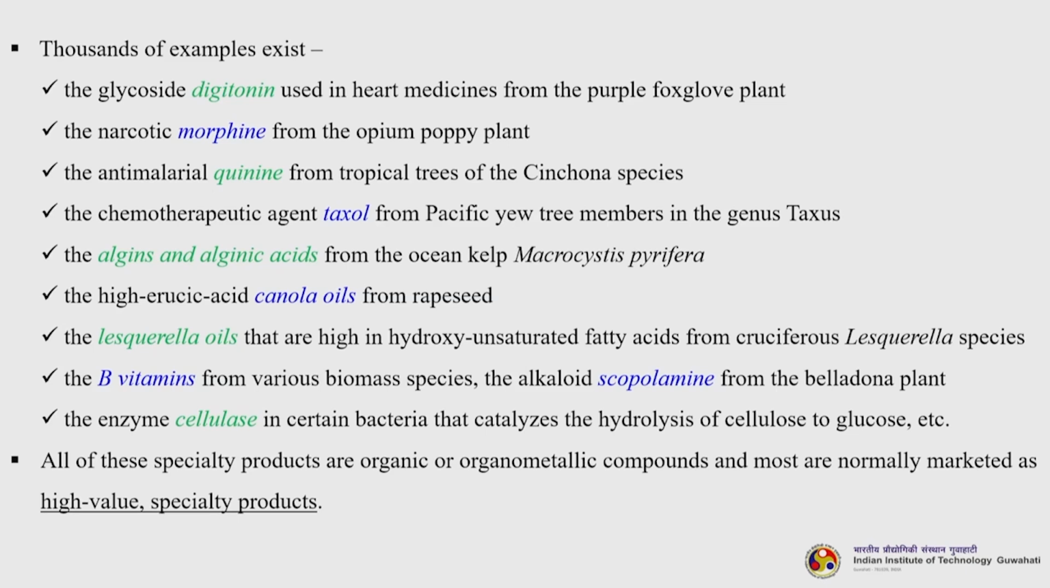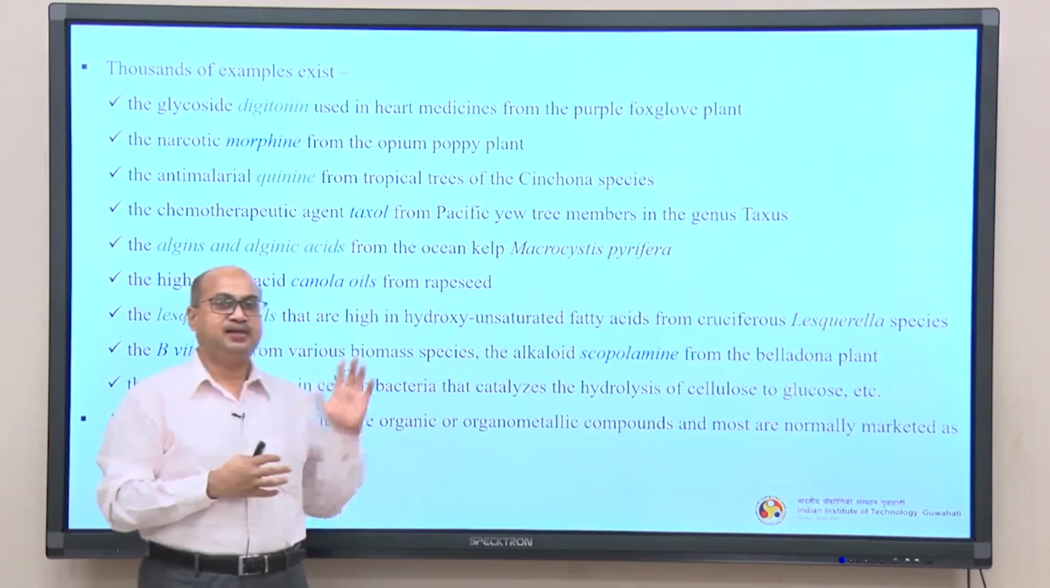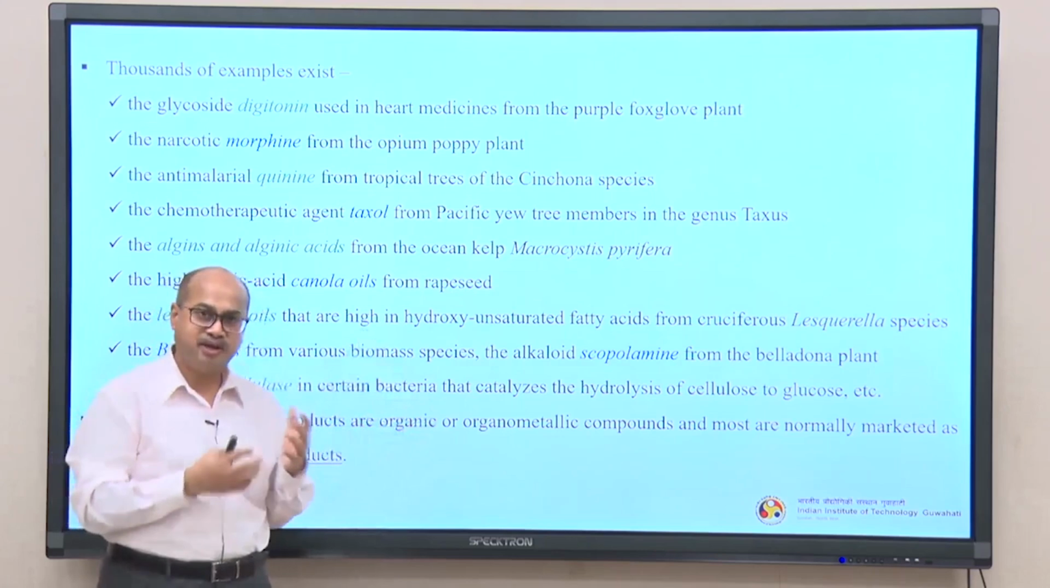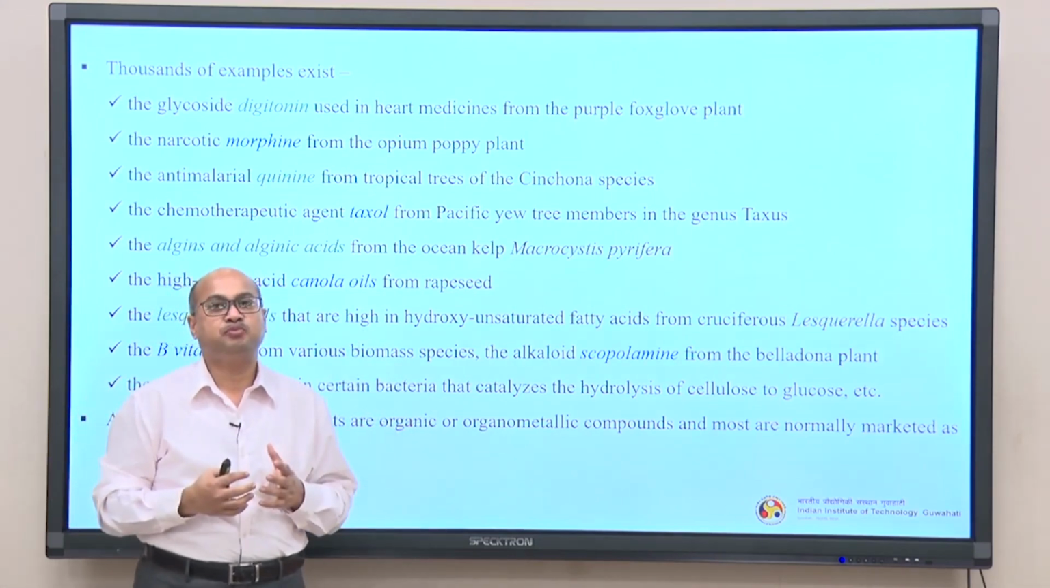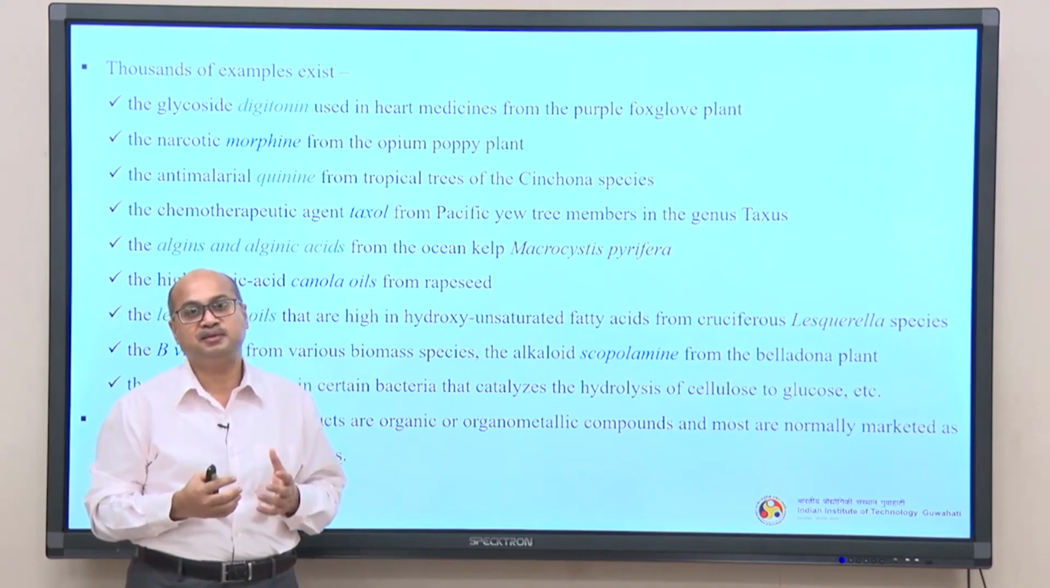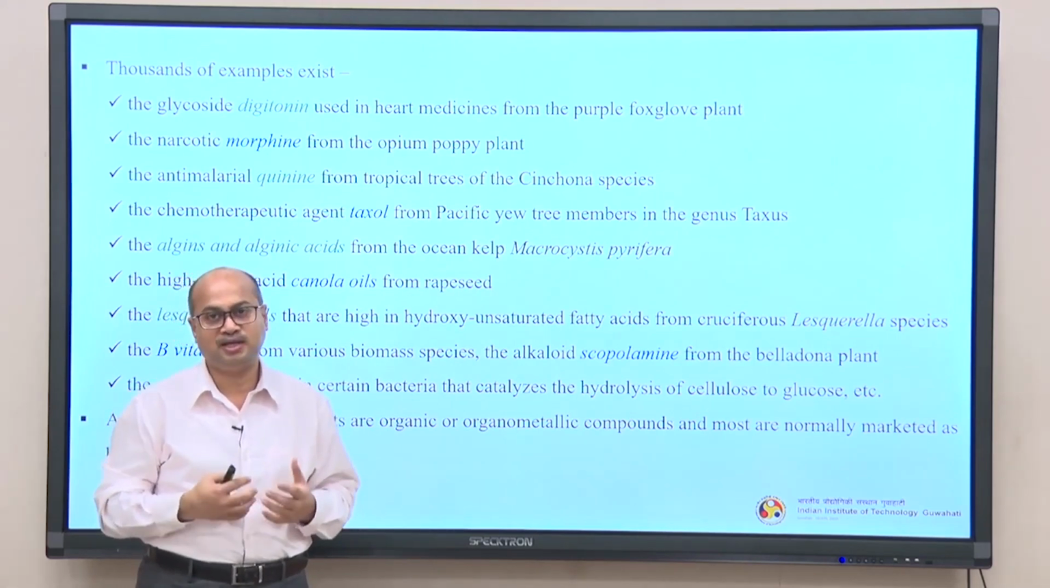Now, all of these specialty products are organic or organometallic compounds and most are normally marketed as high value and specialty products. Having said that, we just try to understand that these are some of the names only, there are many. But again, I have told you many times what happens when you produce something from biomass. Biomass itself is extremely complex in nature, we have learned that.